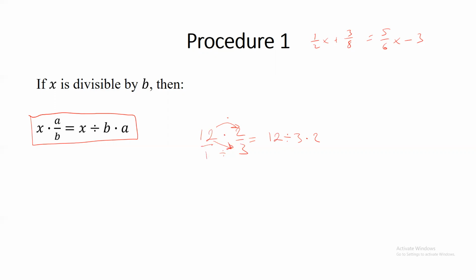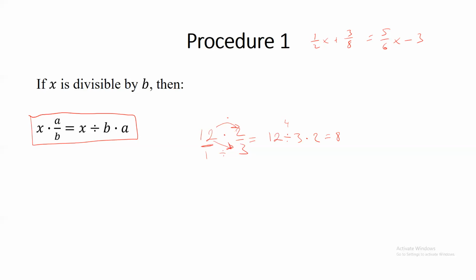And the reason why this is nice, and again, you could have done this the old-fashioned way, you could have said 12 is 12 over 1 and gone from there, is this enables you to solve the problem quickly in your head. Like 12 divided by 3 is 4. 4 times 2 is 8. The answer to 12 times 2/3 is 8.